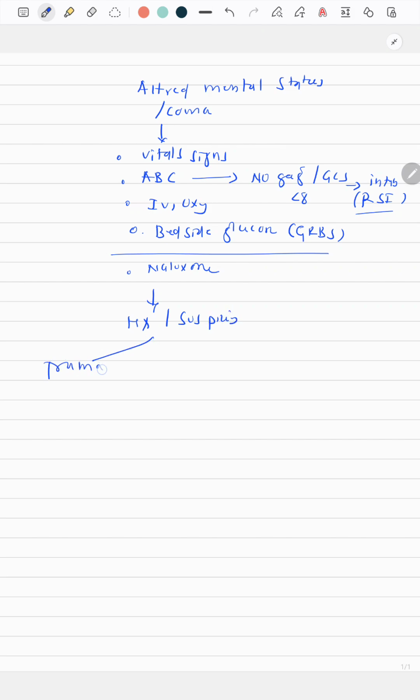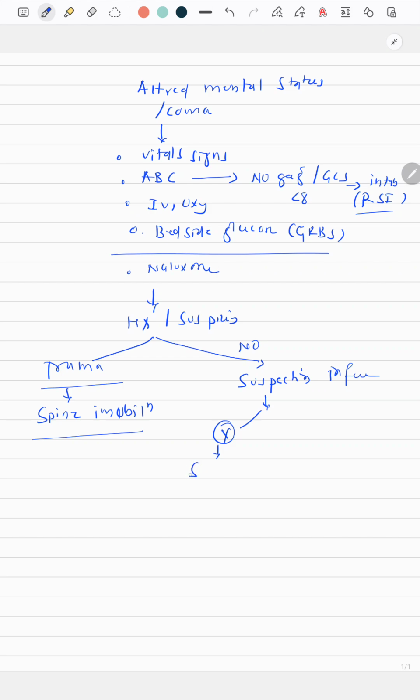If it is trauma, then spine stabilization and immobilization is important. If there is no history of trauma, then you should suspect infection. If there is suspicion of infection, you should start IV antibiotics and consider steroids.